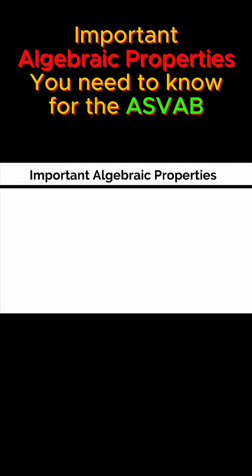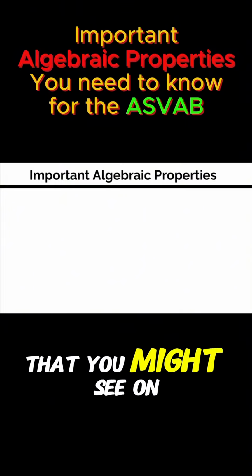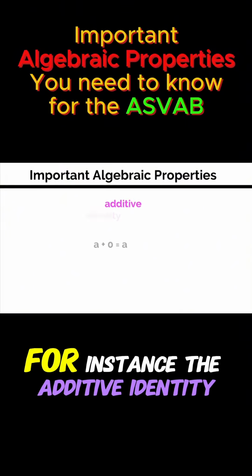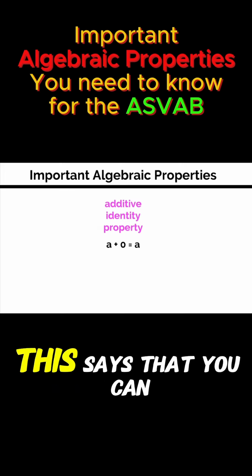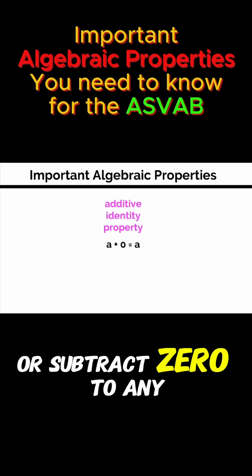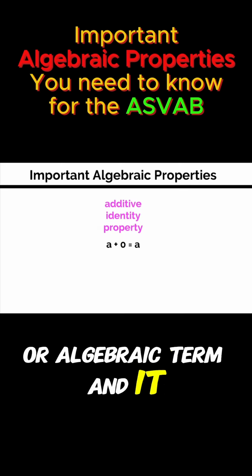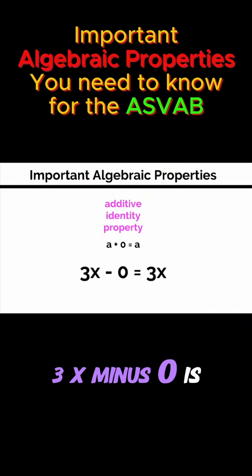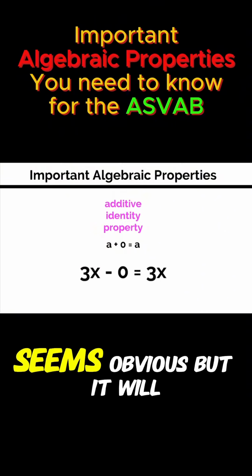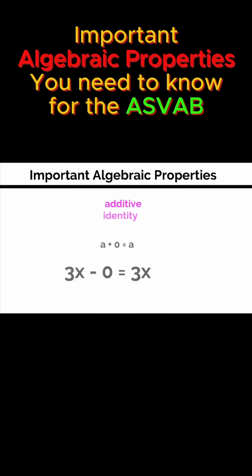To be thorough, let's also check out some other properties that you might see on the ASVAB. For instance, the additive identity property. This says that you could add or subtract 0 to any number or algebraic term, and it will retain its identity. 5 plus 0 is 5. 3x minus 0 is 3x. Seems obvious, but it will come in handy.